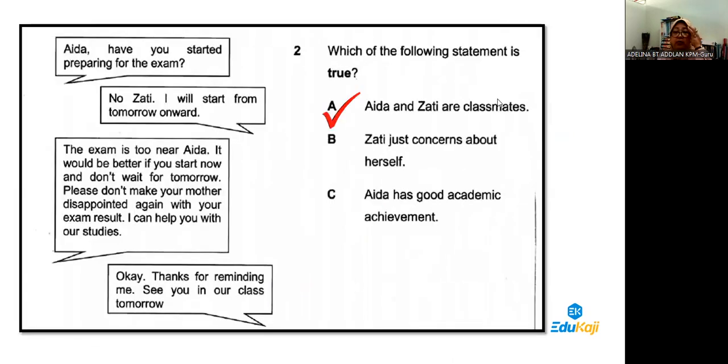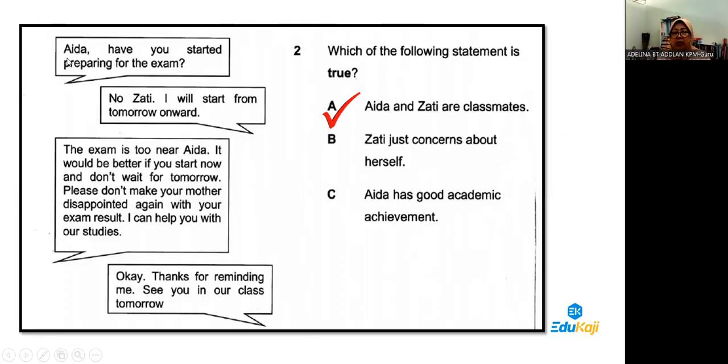Now, the second question requires students to find which of the following statements is true. The following statements means the choices are given here. So I put there A, Aida and Zaki are classmates. Why is the answer A?